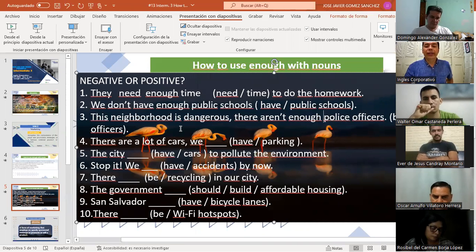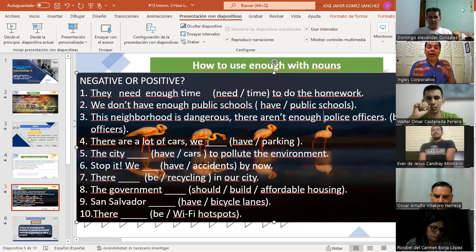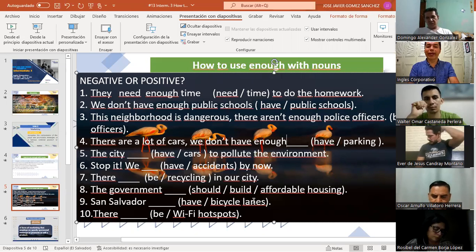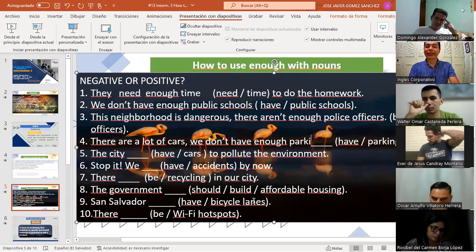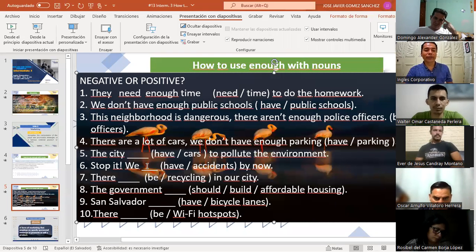Affirmative or negative? Roberto? Well, it depends. I think it's negative. Negative, okay. There are a lot of cars. We don't have enough parking. My goodness, Roberto, very good. Excelentoso. Yes. Okay.